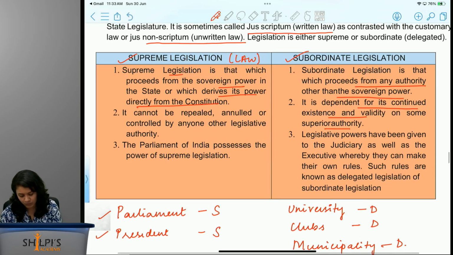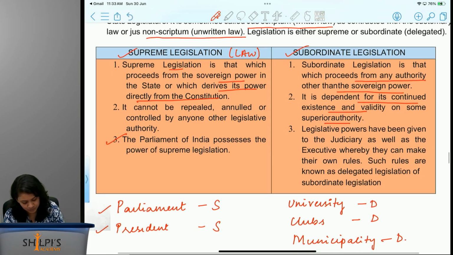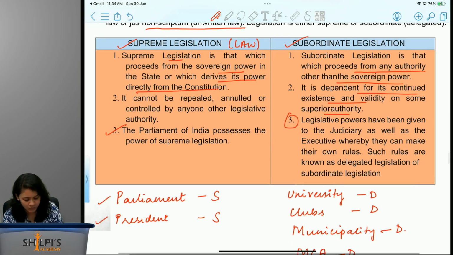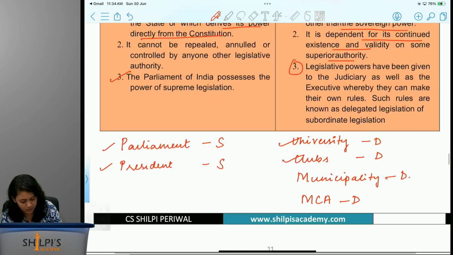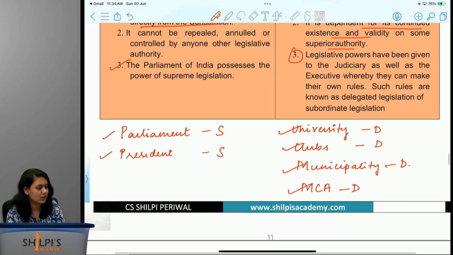An example is the Parliament of India, which possesses the supreme authority. For subordinate legislation, I've not given examples over here, but I'll explain this point a little later on, okay? All your universities, clubs, municipality, MCA, these are all examples of delegated legislation. We'll be looking more into the concept of supreme and delegated legislation when we come to administrative law.